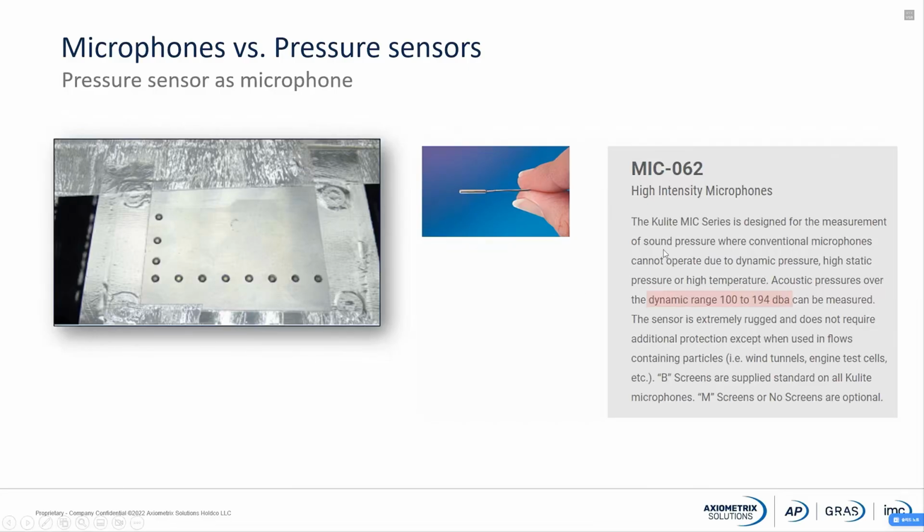There you can see it is called a high-intensity microphone, and this is a piezoelectric pressure sensor. The acoustic pressure that it can measure is over a dynamic range of 100 to 194 decibel. So that means the noise level of this one is pretty high. You can't really go lower than 100 decibel.